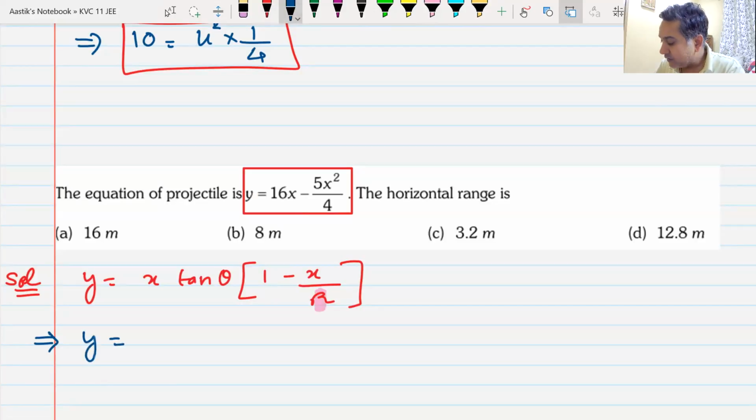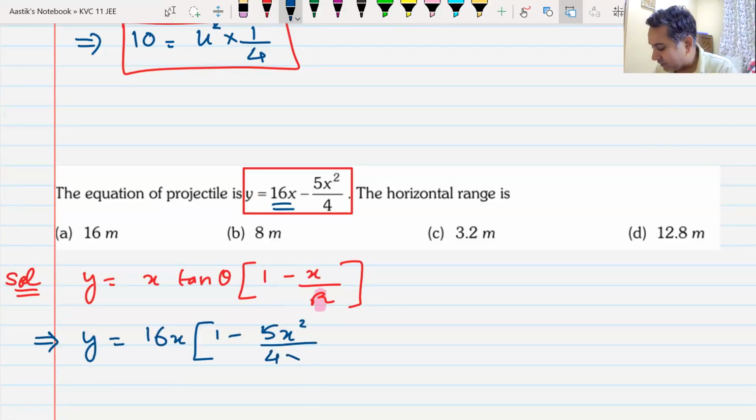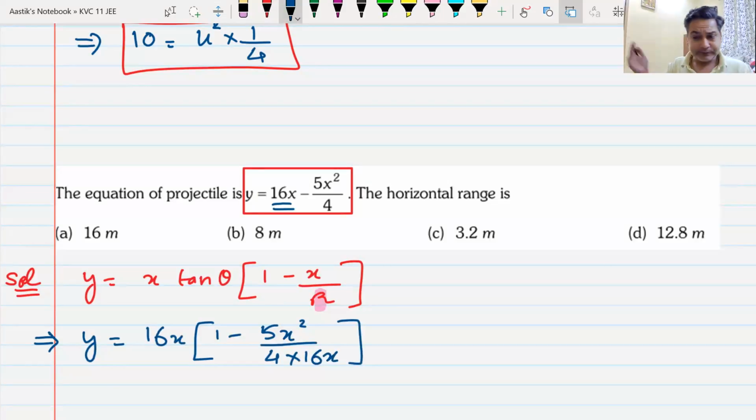This 16x, I take outside common, and then I have 1 minus 5x square by 4. Since I have taken 16x outside, this is simple maths, I will divide it by 16x. Do we understand this, everyone? It is very simple. 1x and 1x will cancel. Now I can take this 5 in the denominator, so it will come here.